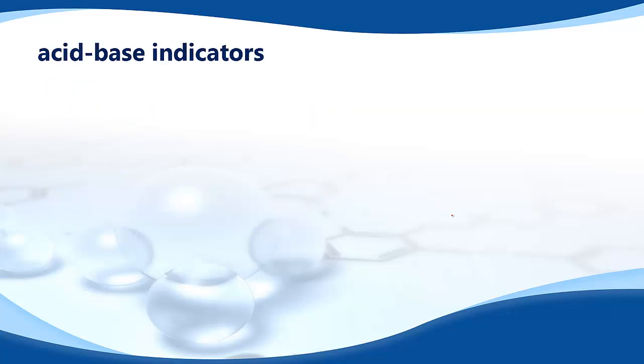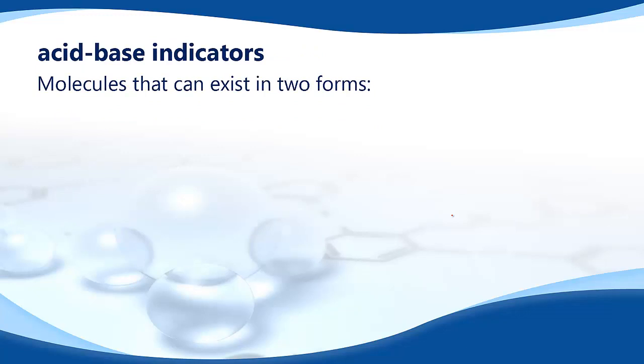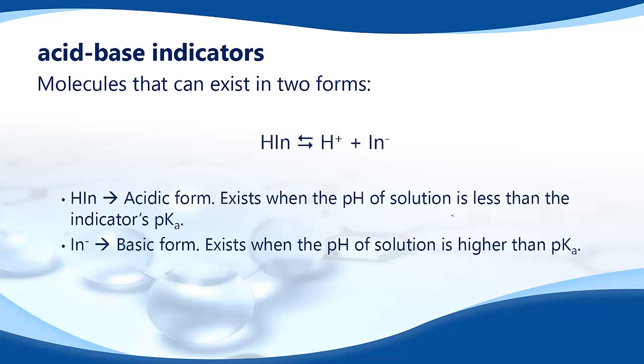All right, so for an indicator, again, these are different molecules. So the molecules have two different forms. You have the acidic form and you have the basic form. So if your pH is less than pKa, we're going to have the acidic form of this molecule. The pH is too low for this molecule to want to donate a proton. It has an excess here, right?